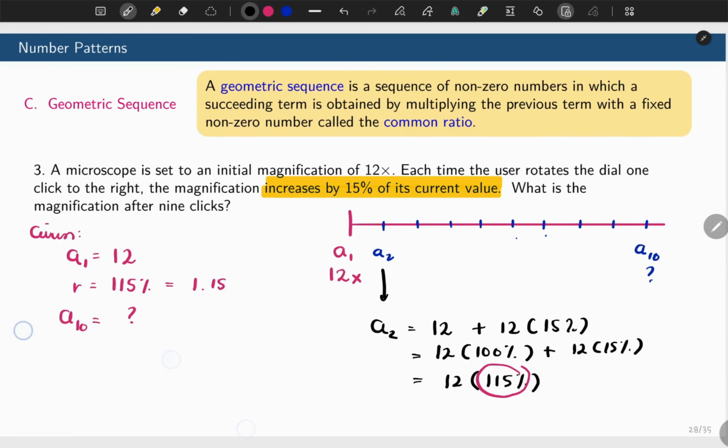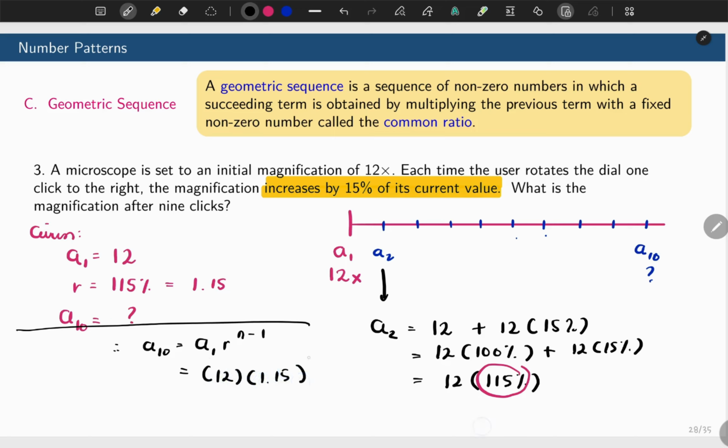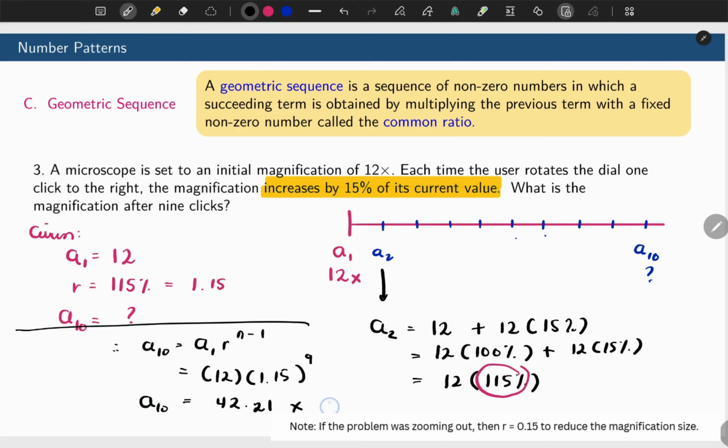Alright, so let's solve for it. Therefore, A sub 10 is equal to A sub 1 R raised to n minus 1. So, your A sub 1 is 12 times 1.15 raised to n is 10, so minus 1, 9. Okay, this one is equal to 42.21 times. Okay, this is the answer.